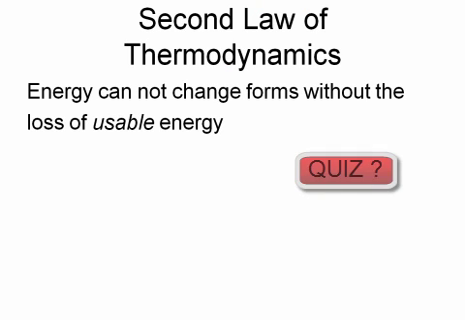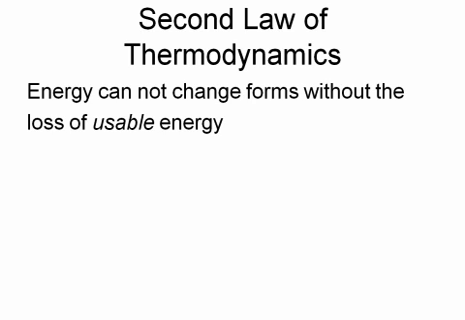The second law of thermodynamics tells us that even though energy can change forms, it cannot change forms without the loss of usable energy. Energy is not going to be destroyed. However, we do have some loss of usable energy. Energy is lost in 2 ways, heat and entropy.